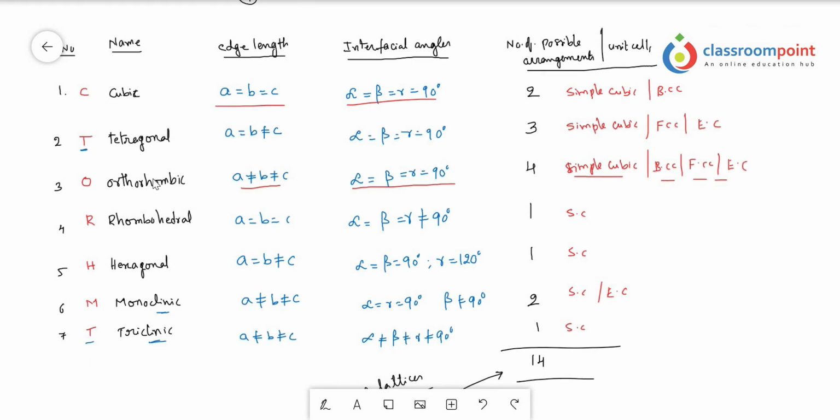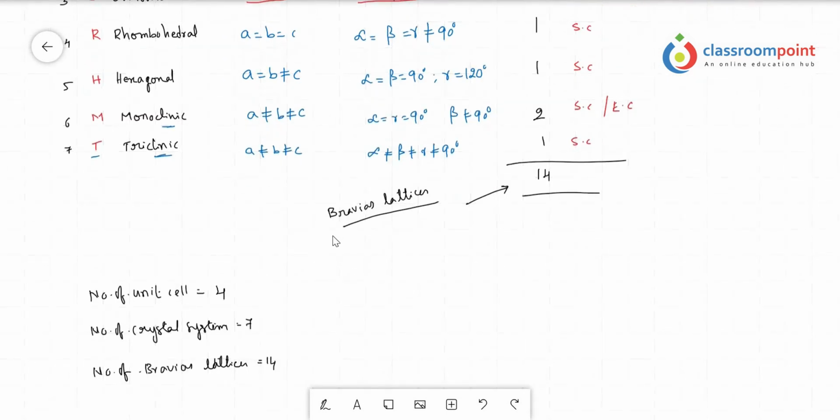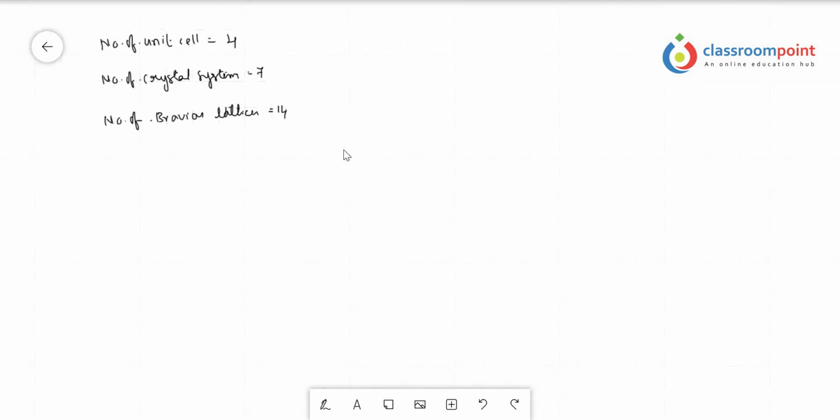Just to remember the number, at the same time, these values I said, how to remember? CTR HMT, name and edge lengths and interfacial angles. So you need to remember these values. You may remember or you may not remember, but this is important to remember because questions are there based on these edge lengths and interfacial angles.